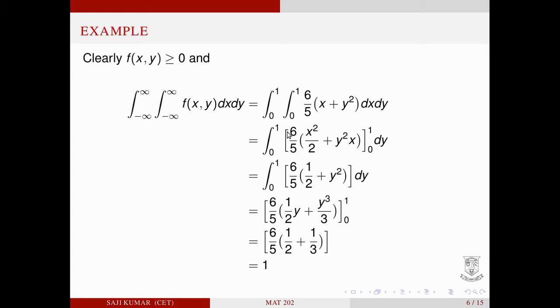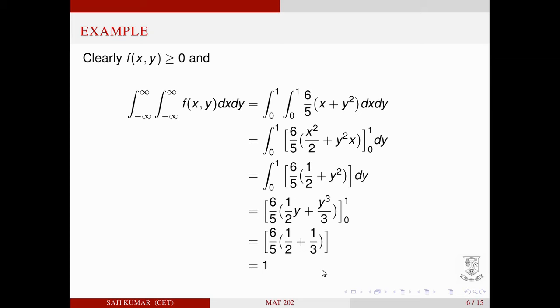After integrating the innermost integral, we are left with the integral from 0 to 1 of 6 by 5 into [the integral of x dx, which is x square by 2, plus the integral of y square dx, which is y square x], within the limits 0 to 1. Evaluating this expression for x varying from 0 to 1, we get a function of y, that is 6 by 5 into (half plus y square), and we integrate this resultant function with respect to y. That is an ordinary definite integral. The variable of integration is y, and the limits are y equal to 0 to y equal to 1. Substituting the limits, we finally see that the total value of that integral is equal to 1.